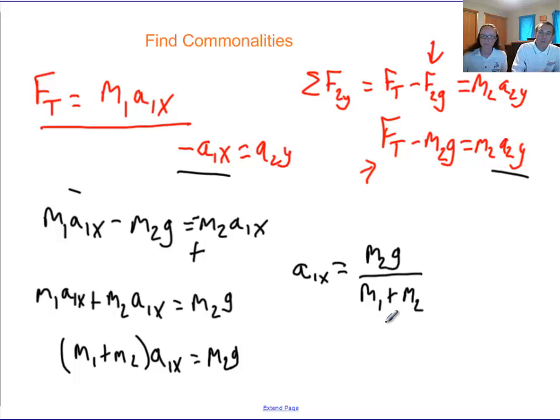Okay. Now remember, this was for a system of objects. A system of objects is a set of multiple things that are connected. They're acting together. Okay. So if we look at that, that's actually just Newton's second law. Can you explain that? Yeah, well, okay, so we got a1x equals m2g over m1 plus m2.